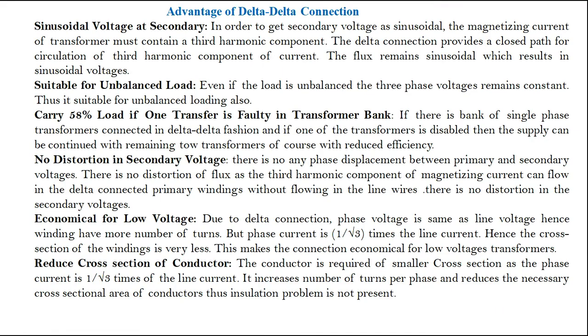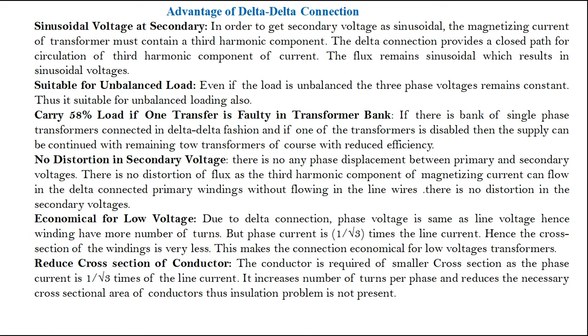Some of the advantages of the delta connection, I am just summarizing here. You get a sinusoidal secondary voltage, because if any third harmonic contents are present in the system because of the magnetizing current, there is a path for them to circulate in the delta in the primary. Therefore, we are getting a sinusoidal secondary voltage, because whatever third harmonic contents are there are circulating inside the delta connection of the primary. And it is also suitable for unbalanced load. It is capable of handling the unbalanced load also.